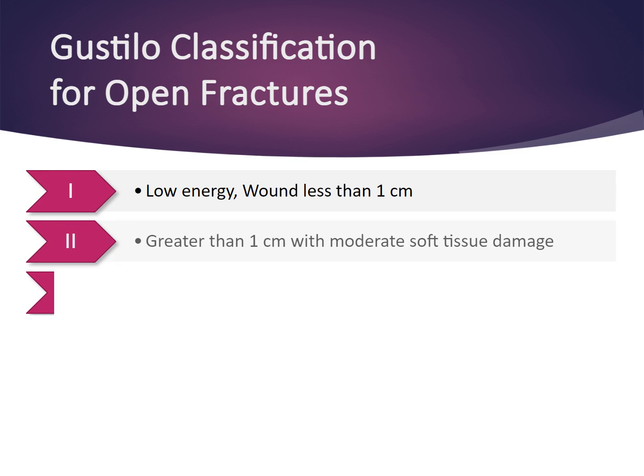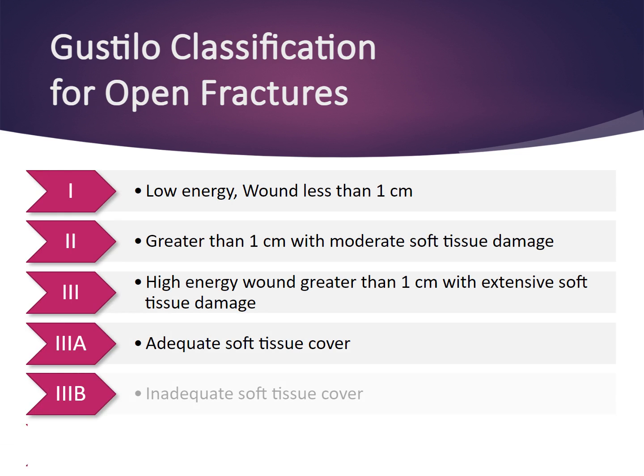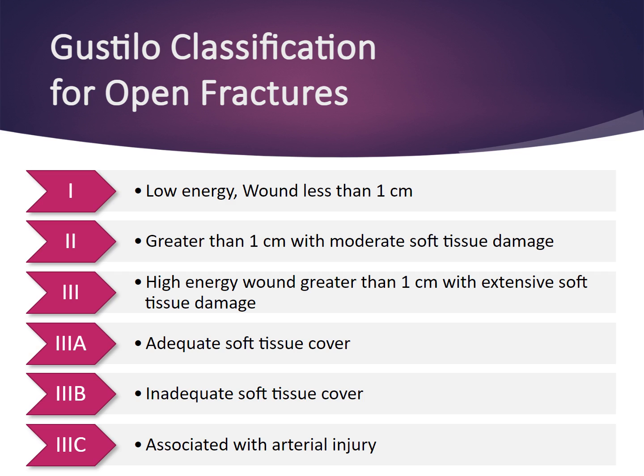Here we have what is known as the Gustilo Classification for open fractures. This was developed by a Philippine orthopedic surgeon, Dr. Ramon Gustilo, back in 1976 to really indicate how severe a fracture was and what the incidence of infection and other complications is. So you have the Gustilo classification starting with 1, which is considered a low energy wound.